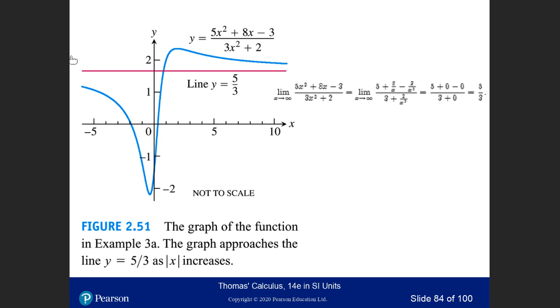Now on this side also the same is true. You again do the same thing, and here you approach this line from above, here you approach this line from below.